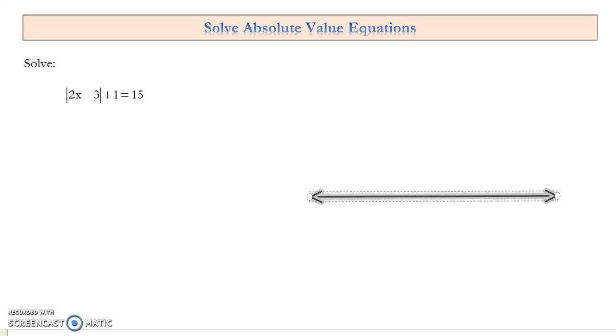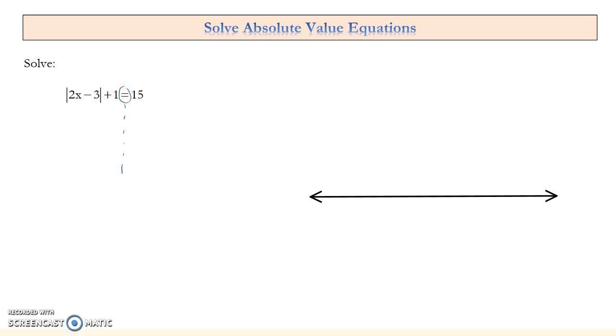Today we are going to talk about solving absolute value equations. So keep in mind, when we're solving an absolute value equation, we have to make sure that the side with the absolute value is cleared out of everything except the absolute value before we continue solving. So in this case, this plus 1 is not in the right spot.